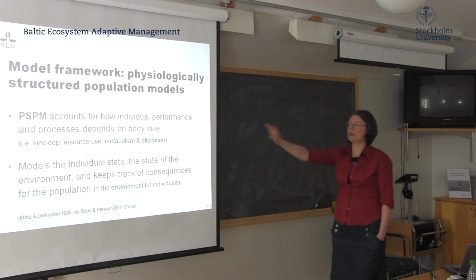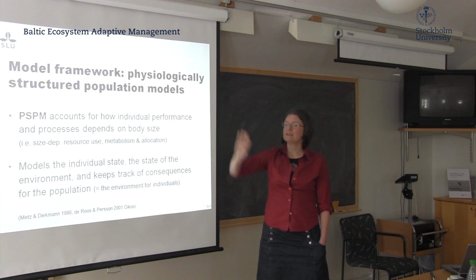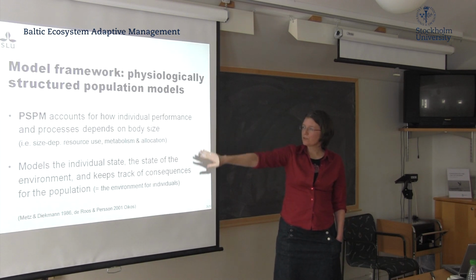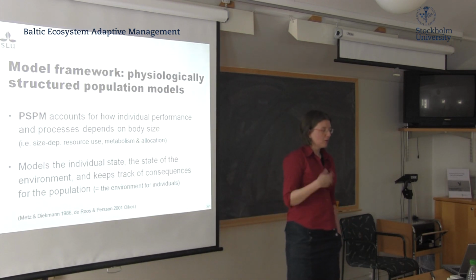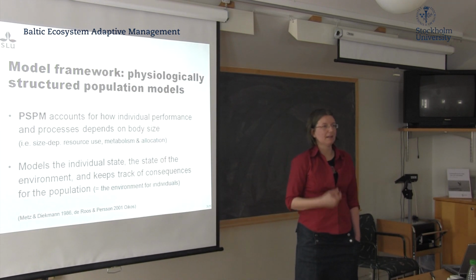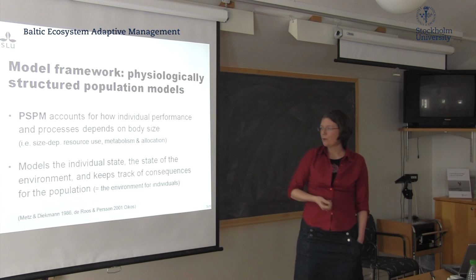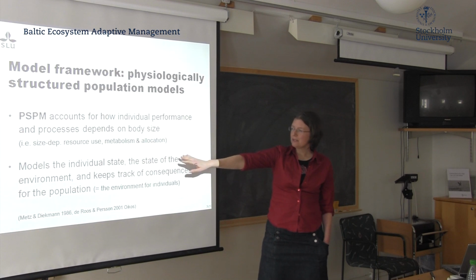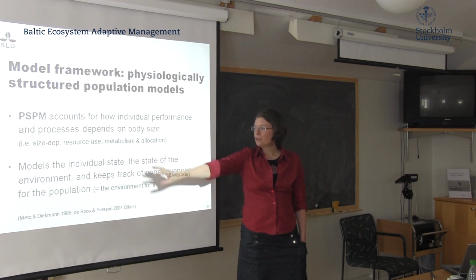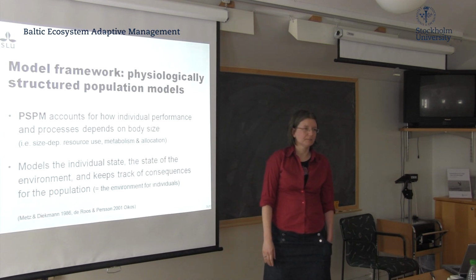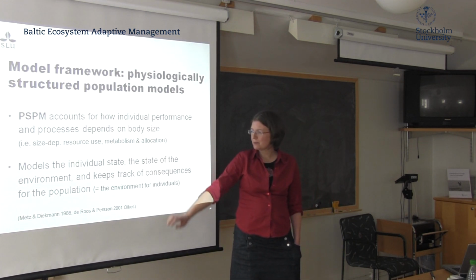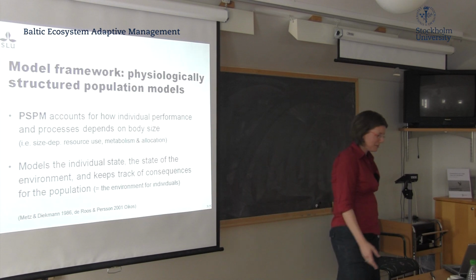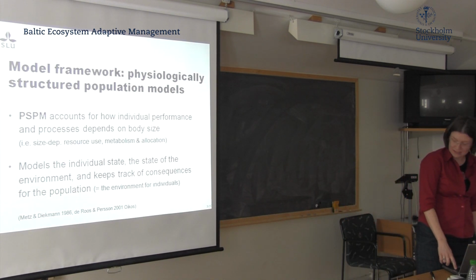So these type of models, what they do then is, as I said, they account for how body size affects what an individual does, right? And that's what you assume. So the resource use, the metabolism, and how you allocate the energy that you've eaten is all size dependent. So you model the state of this individual and its performance, and you track the environment that the individual is in, and then you sum up all the individuals to a population. So you don't model the population per se, but you sum it up. But the population is really the environment for whoever is in that population. So that creates some feedback. I will try to illustrate that in the next slide.